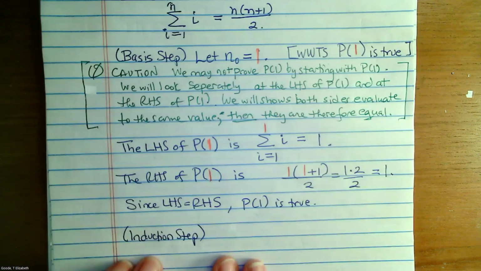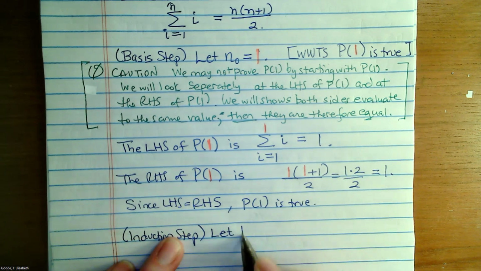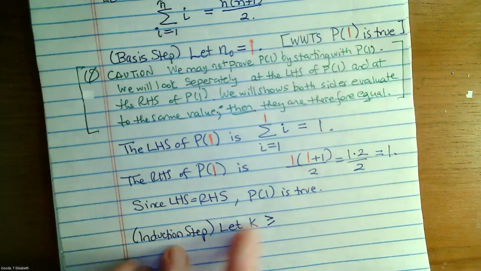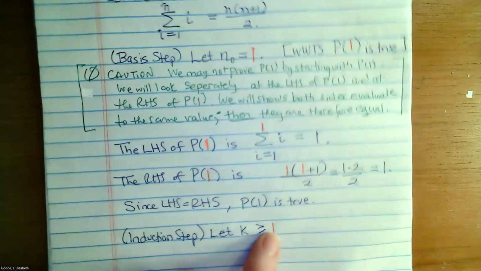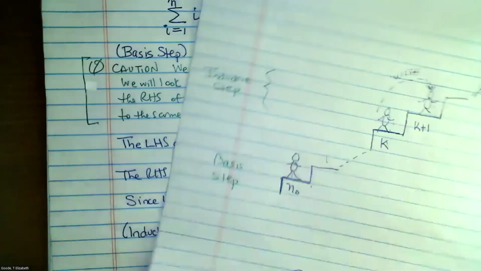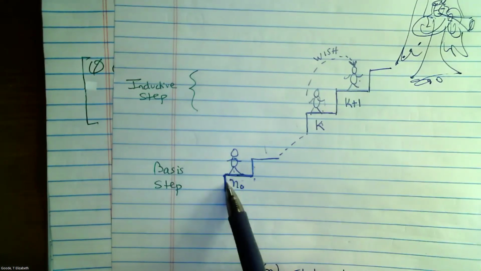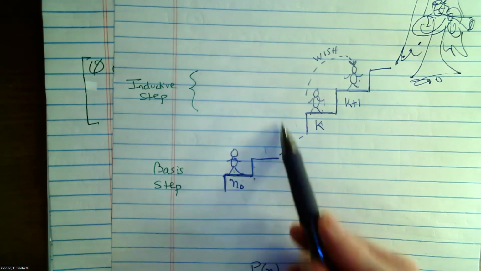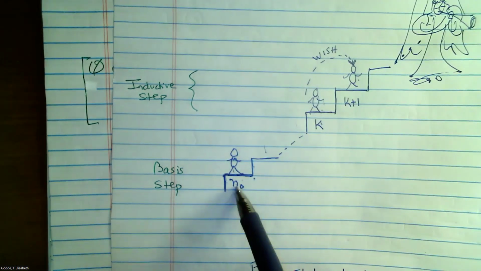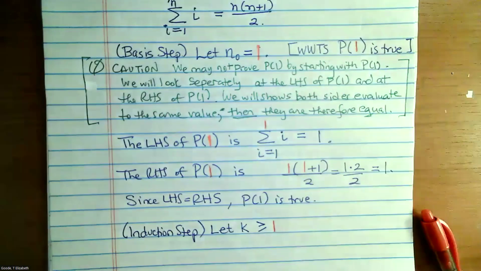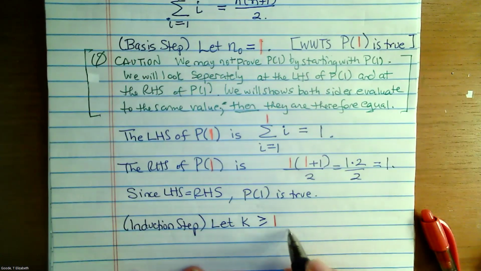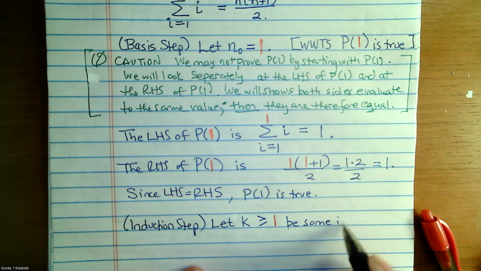Now, the inductive steps start the same way in every proof. You tell the reader what value k, which is an integer, starts at. So here, I'll just show you how to write it. Let k be greater than or equal to n naught, because we've got to be able to get off this step. If k couldn't be this step, we could never get off the bottom step to get up to a higher k. So k has to include the possibility of equaling n naught. So let k greater than or equal to n naught be some integer.